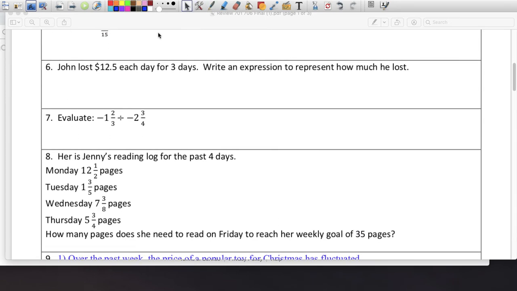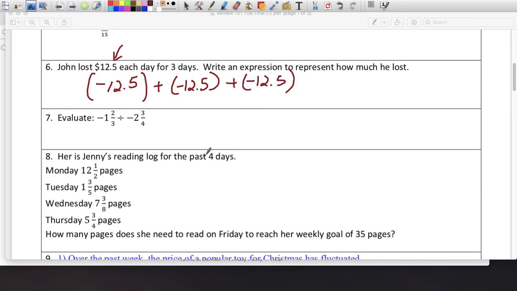John lost $12.50 each day for 3 days. So on Monday, let's just say Monday, he lost 12.5. That's a negative, right? Loss. And then on Tuesday, plus he lost another negative 12.5. And I'm representing this as negative because it's a loss. Plus negative 12.5. So this is one way you can represent this expression, right? And then you would add to find out how much you lost.